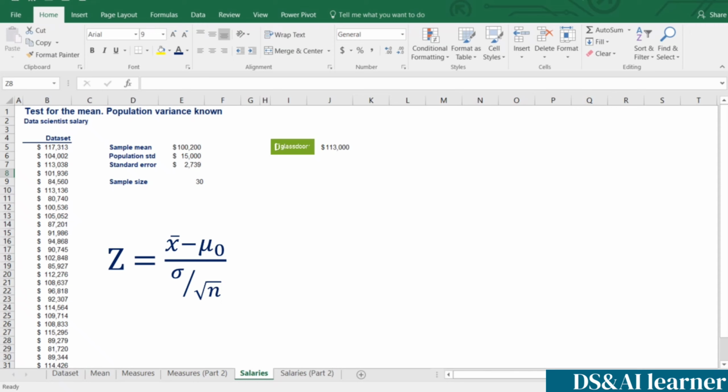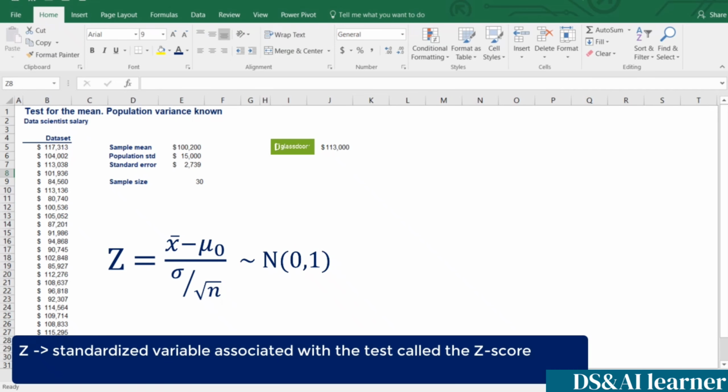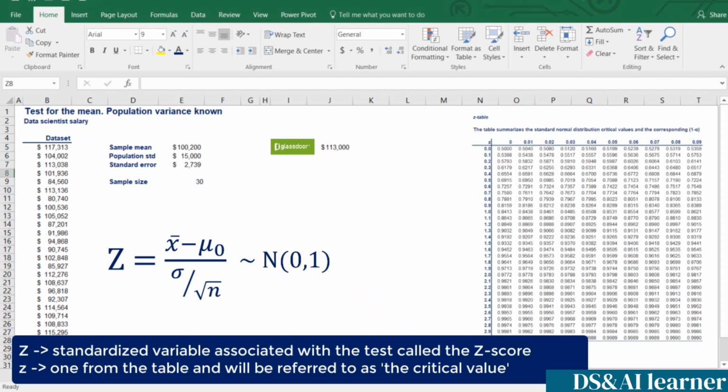In this way, we obtain a distribution with a mean of 0 and a standard deviation of 1. This uppercase Z should not be mistaken with lowercase z. The uppercase Z is the standardized variable associated with the test and will be called the z-score from now on. The lowercase z is the one from the table that we've talked about before, and henceforth will be referred to as the critical value.